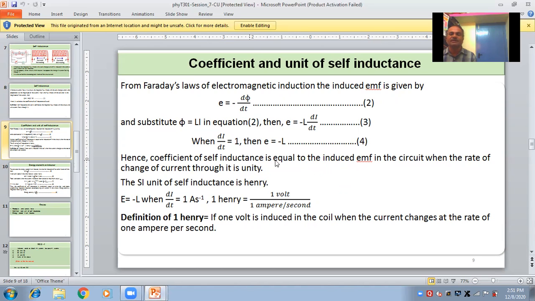In this way also you can define the self-inductance. The SI unit of self-inductance is the Henry. Using this equation, suppose di by dt is equal to 1 ampere per second. Then we can define 1 Henry: when 1 volt is induced in the coil when the rate of change of current is 1 ampere per second, then the inductance is 1 Henry. So in this way, self-inductance is defined.